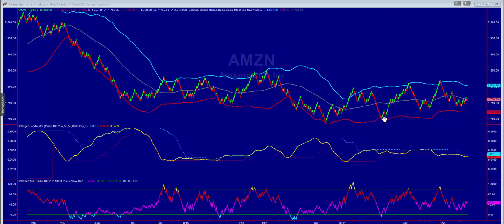How about get long here? How about get short here? How about get long here? How about get short here? How about get short here? How about get long down here? Get short up here, get short here, get short here, get long down here. Even if you got long here, you could have had an exit stop.